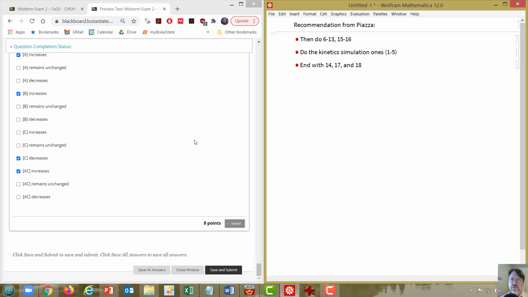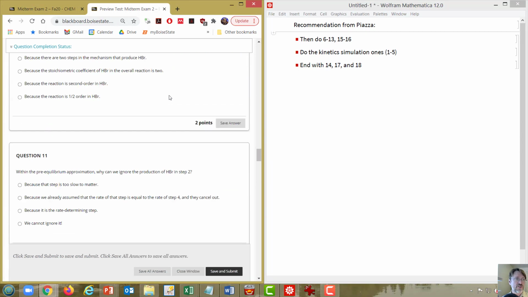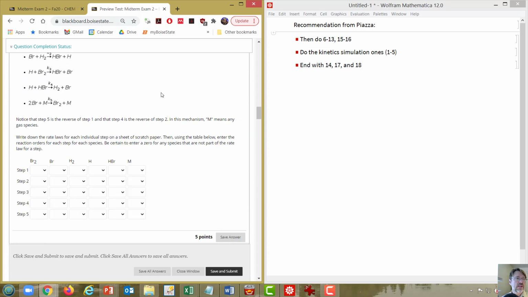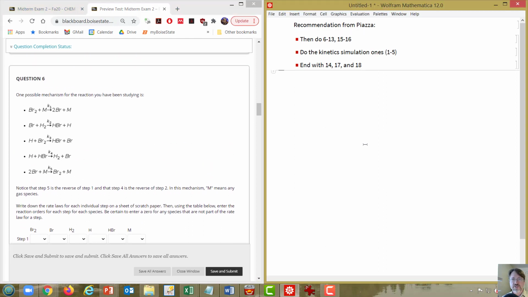We're now going to go up to questions 6 through 13 and go through the mechanism questions. All right, we have a mechanism. Notice that step 1 is the reverse of step 5 and step 4 is the reverse of step 2. M means any gas species, and we want the rate laws for each of these steps. So let's just write those rate laws.